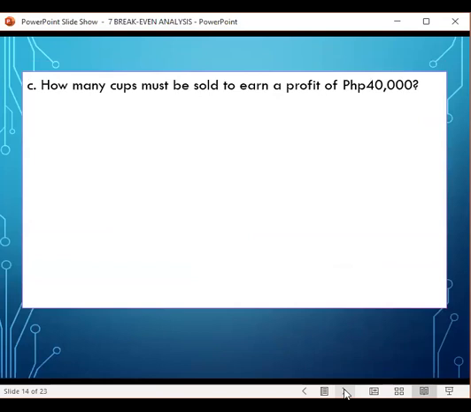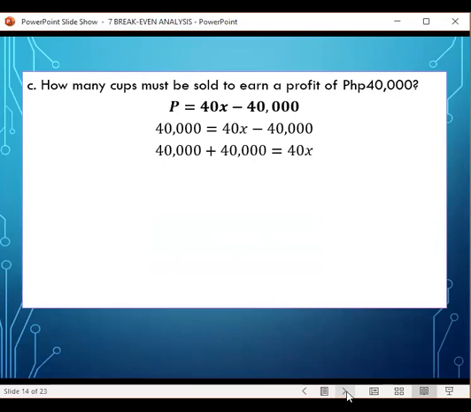Another question. How many cups must be sold to earn a profit of 40,000 pesos? We know earlier that the calculated function for the profit is P is equal to 40x minus 40,000. Again, this is from the previous calculation. So because what we want is a profit of 40,000 pesos, we want to solve for X. So we have 40,000 is equal to 40x minus 40,000.